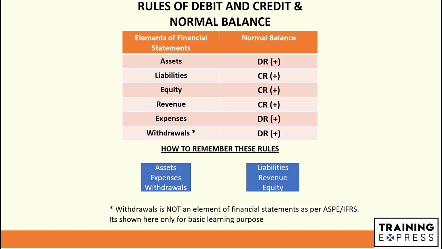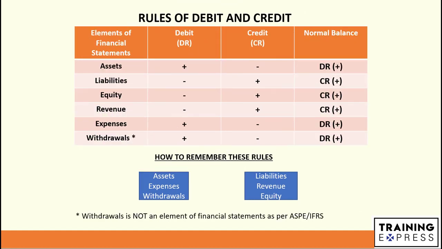So how can we remember these rules? Again, we can group them together. Assets, expenses, and withdrawals, their normal balance will be debit, and liabilities, revenue, and equity, their normal balance will always be credit. So here is the final summary of the rules of debit and credit.